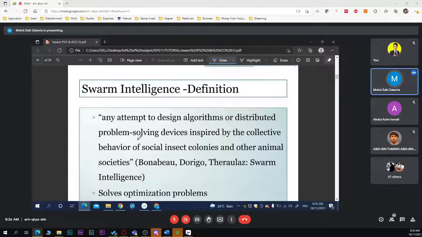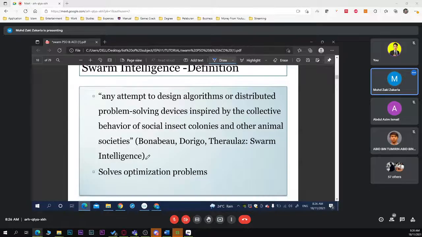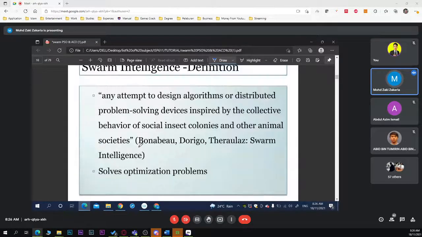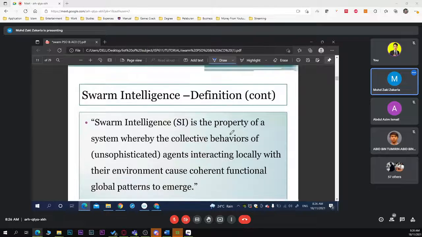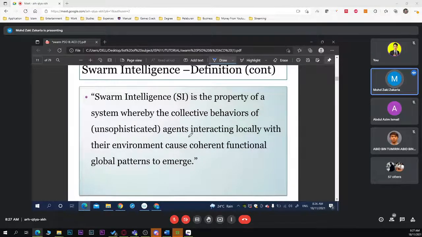The definition of swarm intelligence: any attempt to design algorithms or distributed problem-solving devices inspired by the collective behavior of social colonies and other animal societies. This swarm intelligence can solve optimization problems. Another definition: a property of a system whereby the collective behavior of agents interacting locally with their environment causes coherent functional global patterns to emerge.